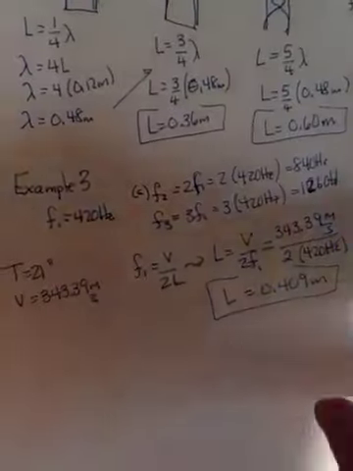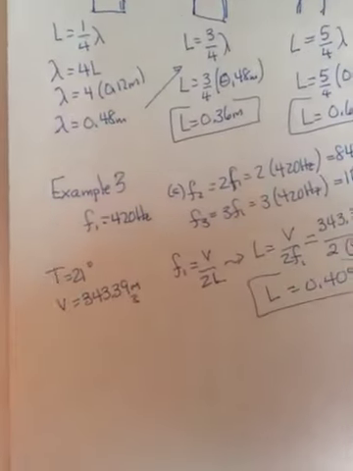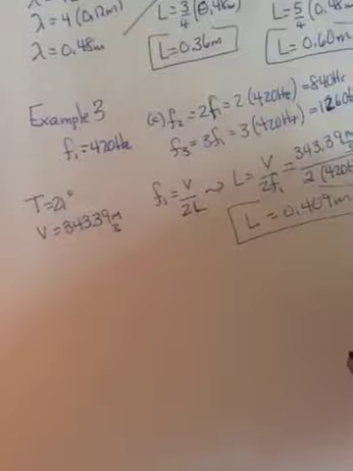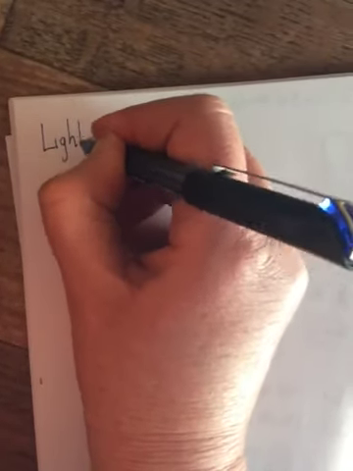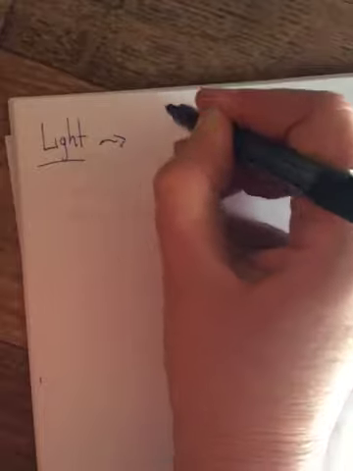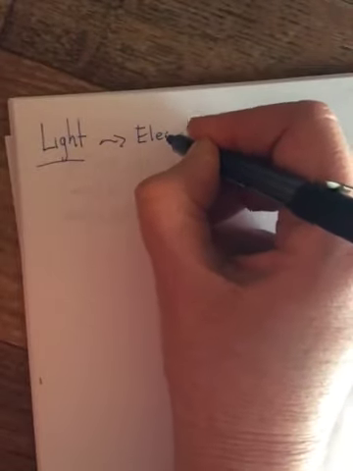Hopefully they're not too bad. You'll have some practice this evening. All right, and we are now going to start light. So that's sound wrapped up. And we're now going to look at the second specific type of wave, and that's light. And we've already said that light is an electromagnetic wave.